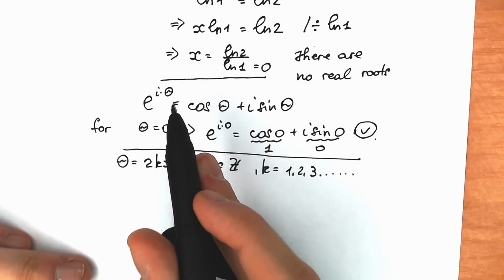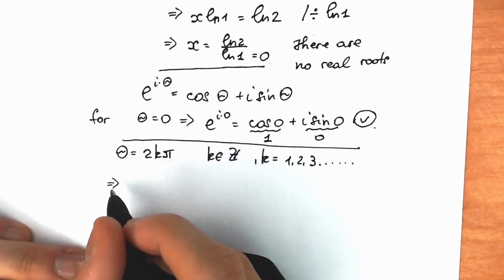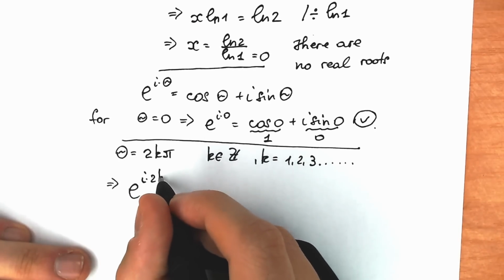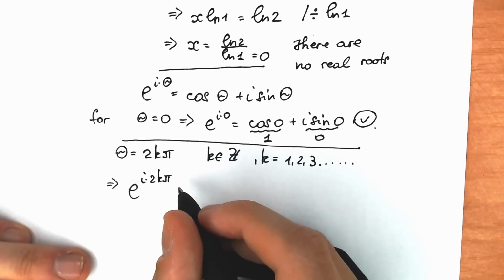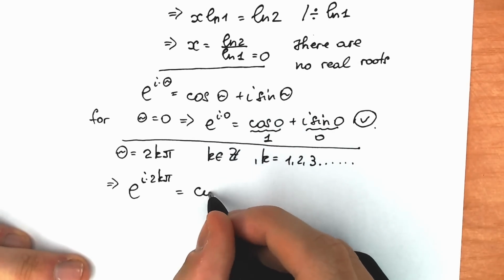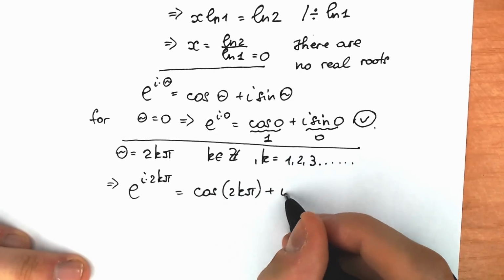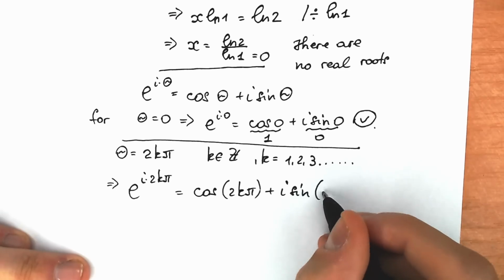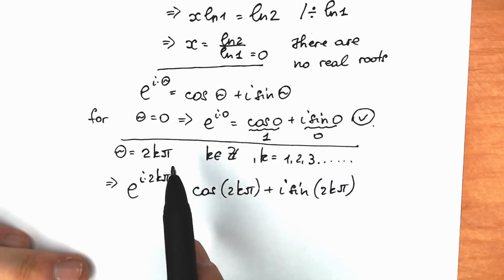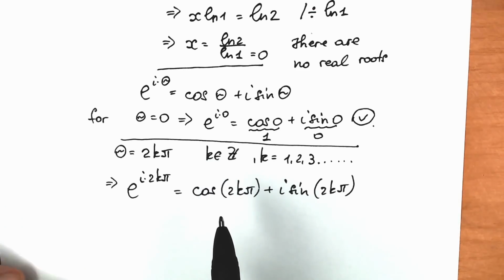So instead of this theta right here, let's plug in my substitution. As a result, what do we have right here? We have e to the power i times 2k pi equal to cosine 2k pi plus i times sine 2k pi. Okay, I just wrote my substitution. I hope you understand it. Instead of this theta, I wrote this substitution, theta equal to 2k pi.